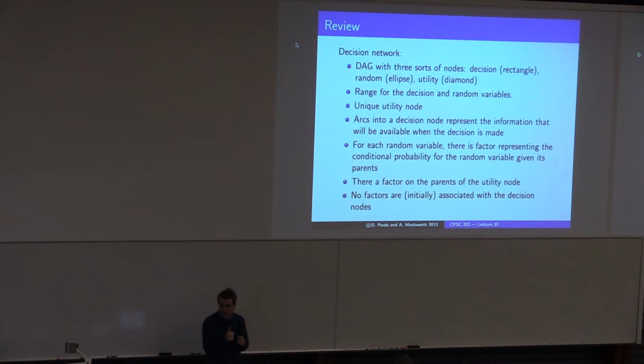Now the arcs into the decision node represent the information that will be available when the decision's made. So this tells us what information we will know when we make a decision. For each random variable, there's a factor representing the conditional probability of the random variable given its parents. So there's a factor for every random variable. There's also a factor for the utility, which is a factor on the parents of the utility node. And there are no factors associated with the decision nodes. Okay, any questions about that?